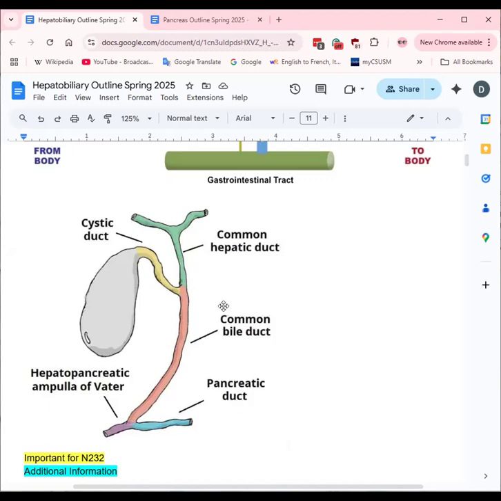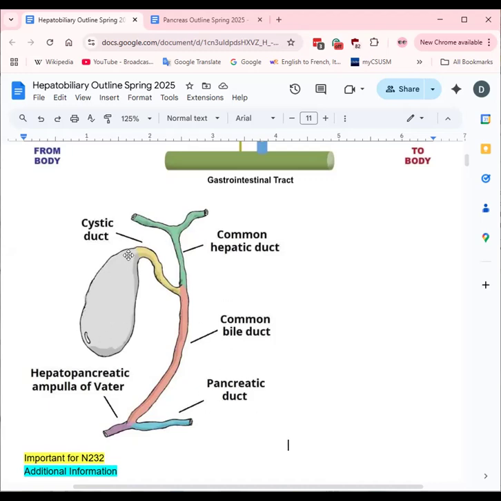So it is because of this connection right here that you have a lot of issues with the gallstones that we learned about last semester, where it can cause liver impairment and pancreatic impairment, and cause some of those labs to be elevated or abnormal. So that's where that kind of comes from.